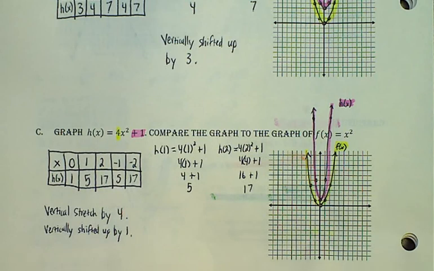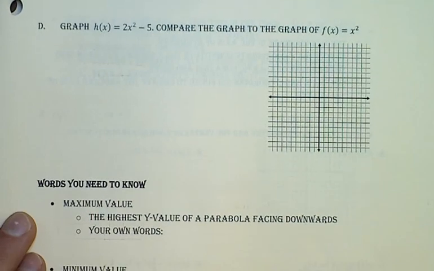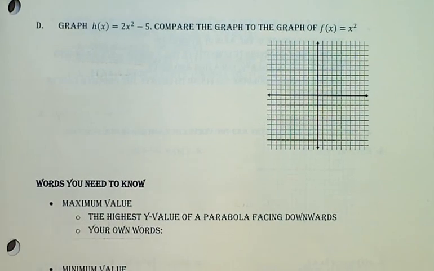All right, so we got one final example, example D. I would encourage you again, pause the video, try it on your own, then check it against mine. So I'm going to flip the notes over here, and we're going to jump on to the final example here. So we want to graph h of x equals 2x squared minus 5, then compare the graph to the graph of f of x equals x squared.